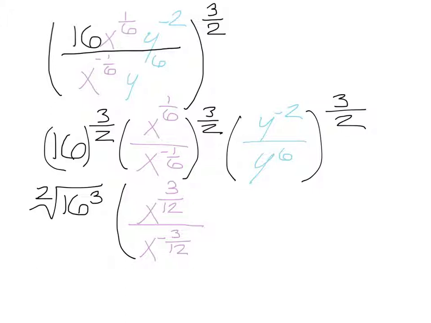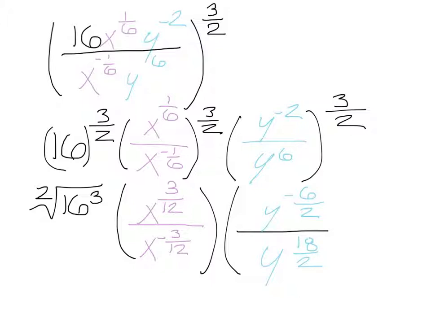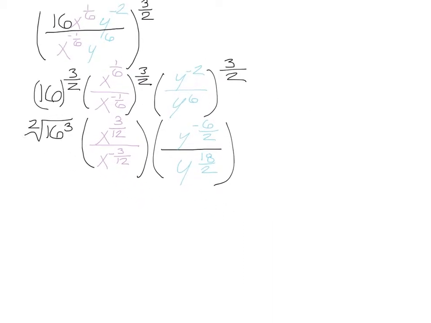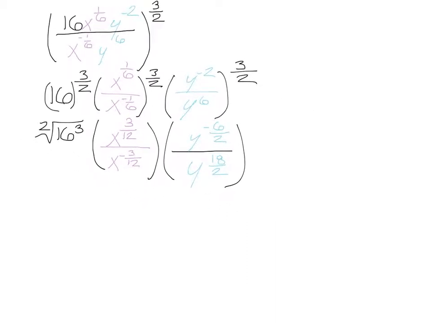Okay, let's consider that additional problem. So we have y to the negative 2 over y to the 6. We're going to do that same task where we take something on the outside and multiply it by the exponents on the inside. So let's have this as y to the negative 6 over 2 all over y to the 18 over 2. Okay, we'll close parentheses here, and we will zoom out just a little bit. So we're going to take all of this, push it over to the side. Okay, so let's go term by term again.